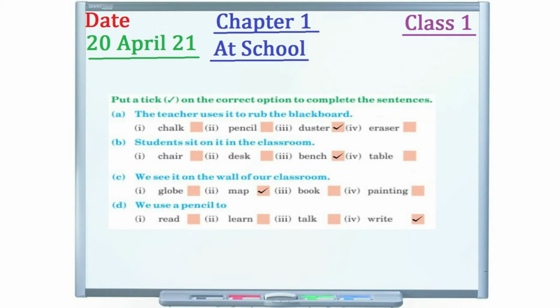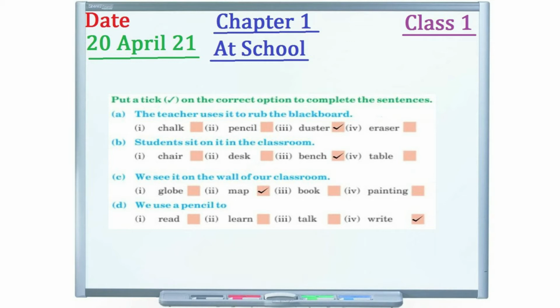B. Students sit on it in the classroom. Options are chair, desk, bench, table. Again third option is right. Chair is incorrect, desk is also incorrect, table is also incorrect. So bench is correct. Students sit on it in the classroom. On bench. Third option is right.